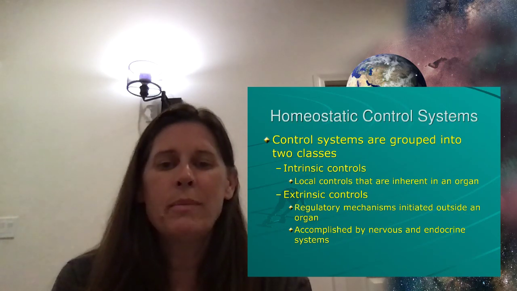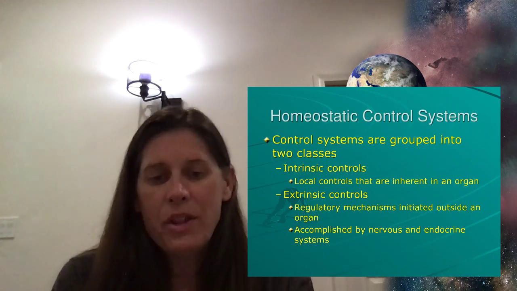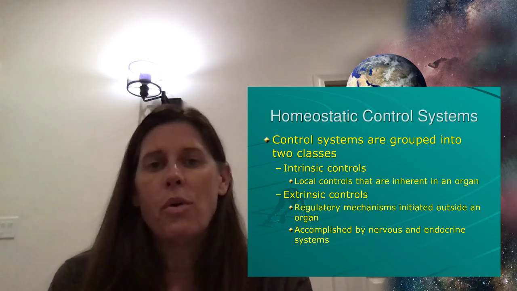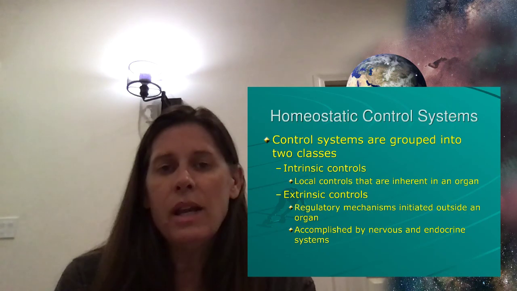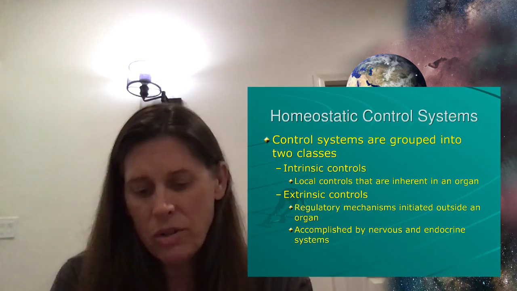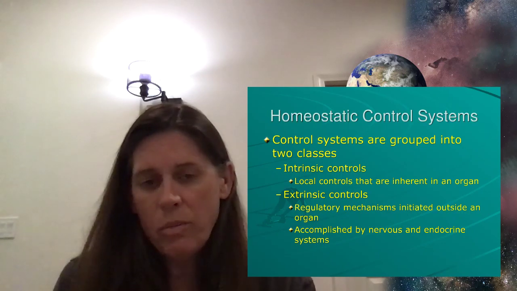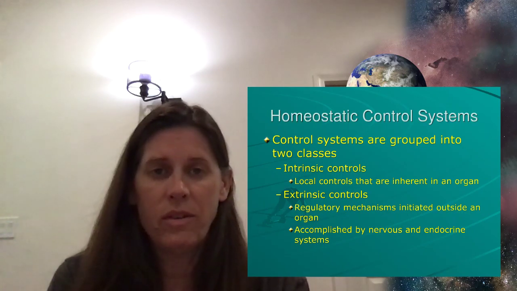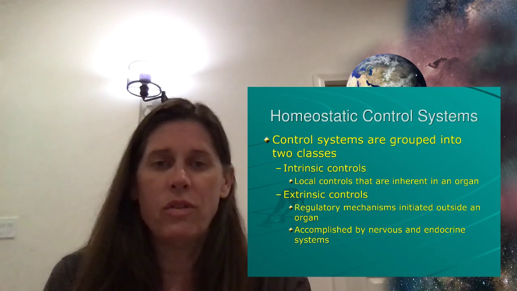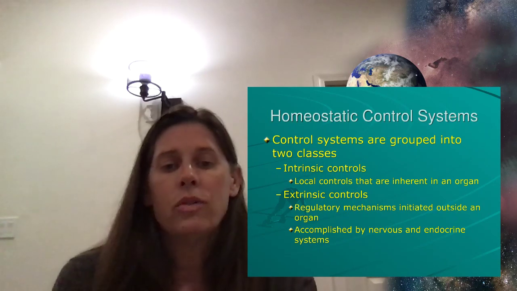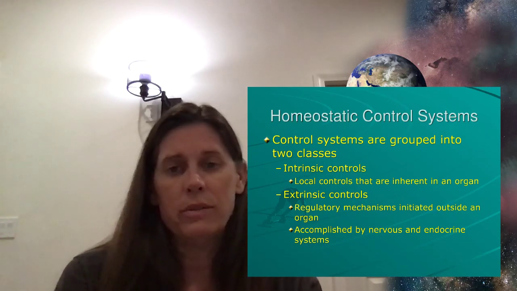Okay? Now, other times, though, we have extrinsic controls. The organ will change its activity based on a signal from an extrinsic control. The organ is being controlled by the nervous system or the endocrine system, right? And the endocrine system does that with hormones. It could be both, too. So an example of an extrinsic control.